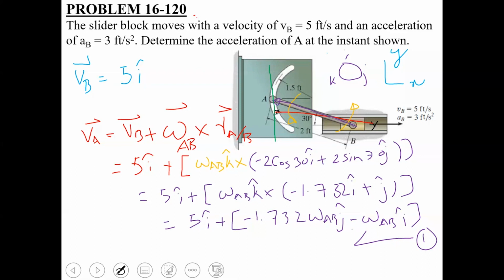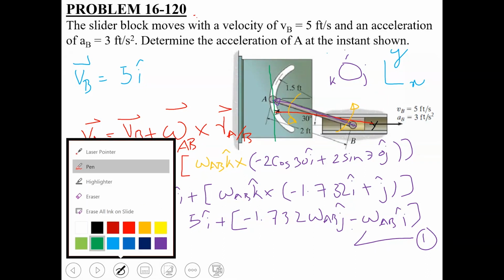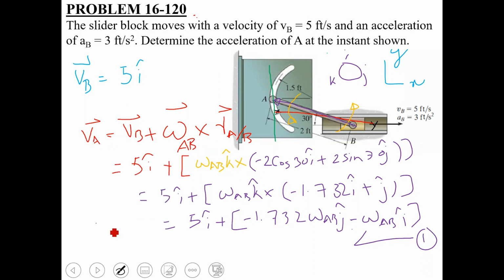If the piston is moving towards the right, what should be the velocity of point A? Down the y-axis or upward? Down the y-axis. So can we write VA equal to minus VA j?